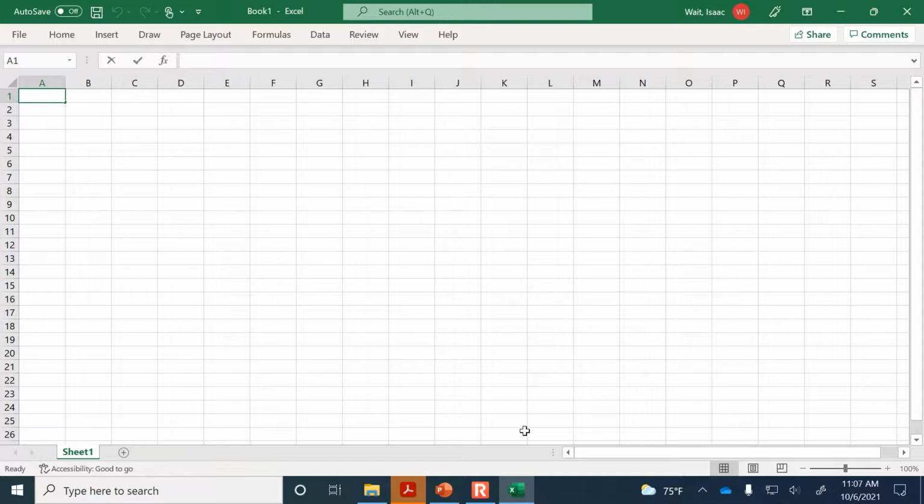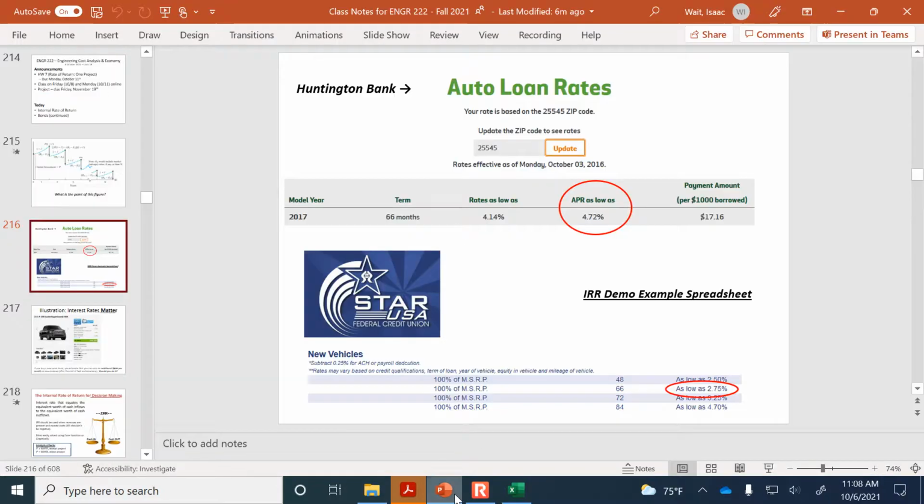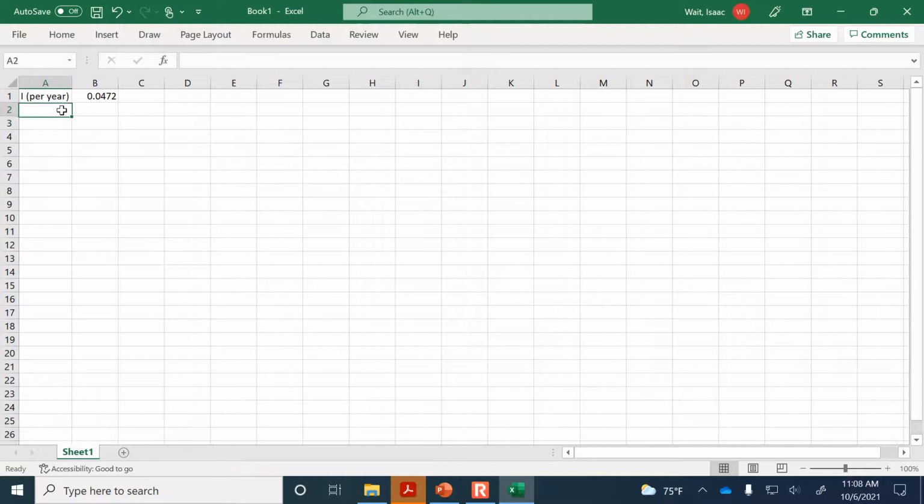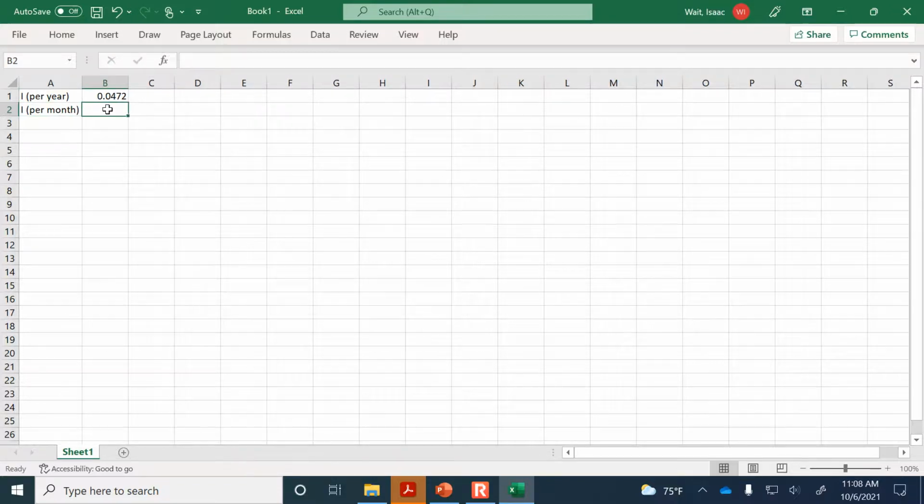And our interest rate per year, we will have for one of them 0.0472. So that's 4.72%, just changing it to decimal form. So that's the loan rate for Huntington Bank. That was the interest rate per year. Interest rate per month is what I need because that's the interest rate per period. So it would just be the annual interest rate divided by 12. So now I have the interest rate per period, and then the truck cost.